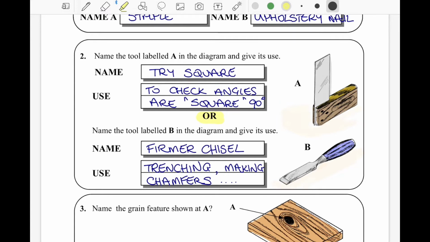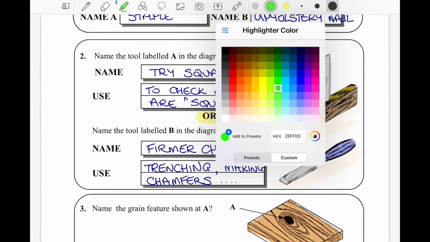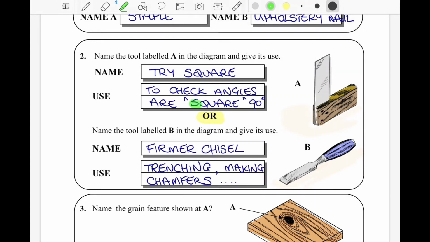So name the tool labelled A in the diagram. It is a try square, T or Y. I've often said that to you, try square, to check for square, and it's to check the angles are square or 90 degrees in a project, or to mark lines at 90 degrees on a project. So in terms of getting full marks there, I'd be interested in seeing that you put the keyword square or 90 degrees in there somewhere, or even if you highlighted that the angle on a try square is 90 degrees, that would help as well.